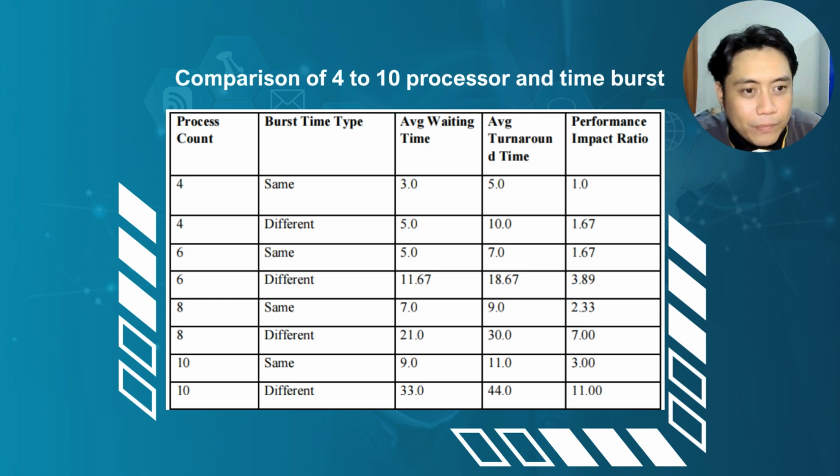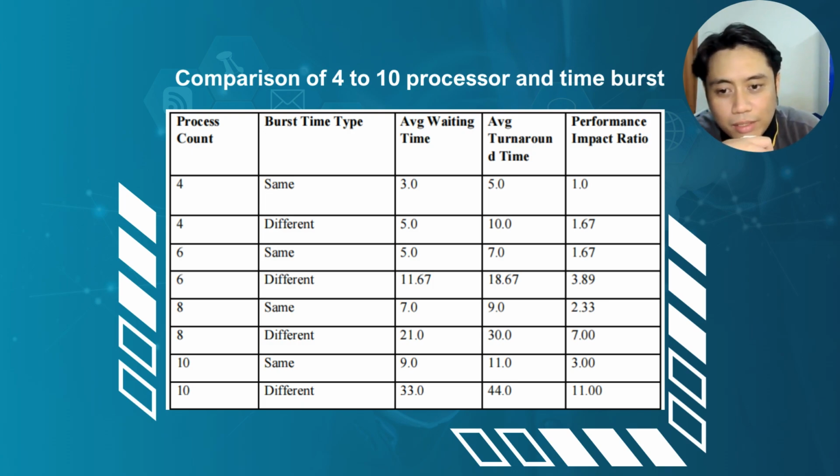Now, for the FCFS scheduling algorithm, when we increased the number of processors from 4 to 10, we observed that when all the processors had the same burst time, the average waiting time and turnaround time increased linearly from 3 units at 4 processors to 9 units at 10 processors, as you can see in the table here.